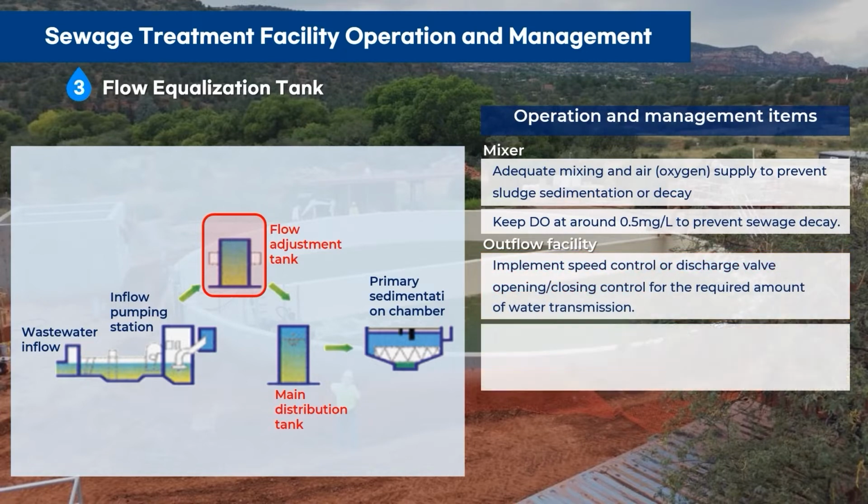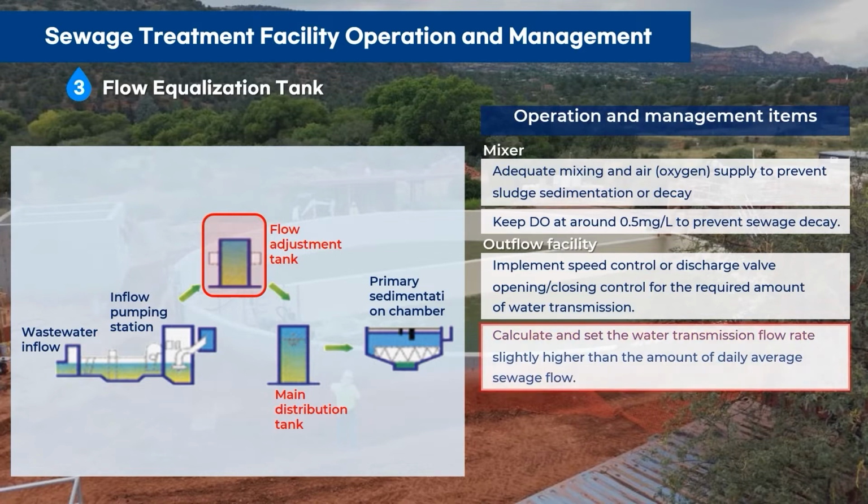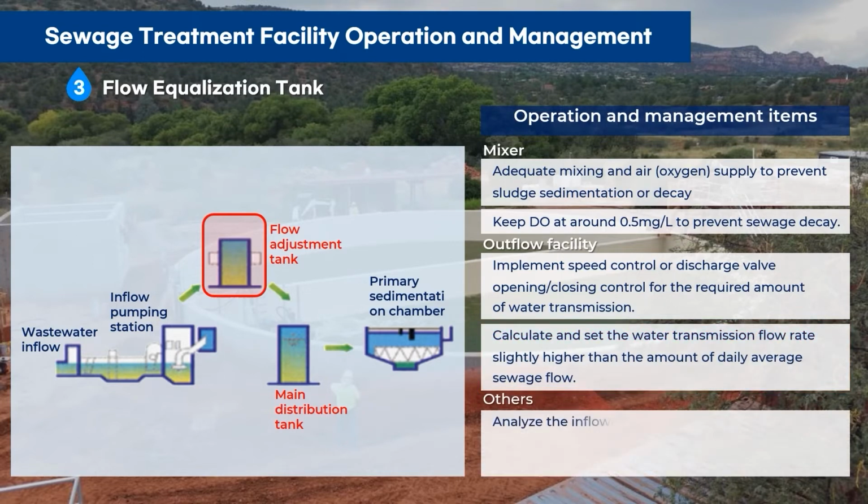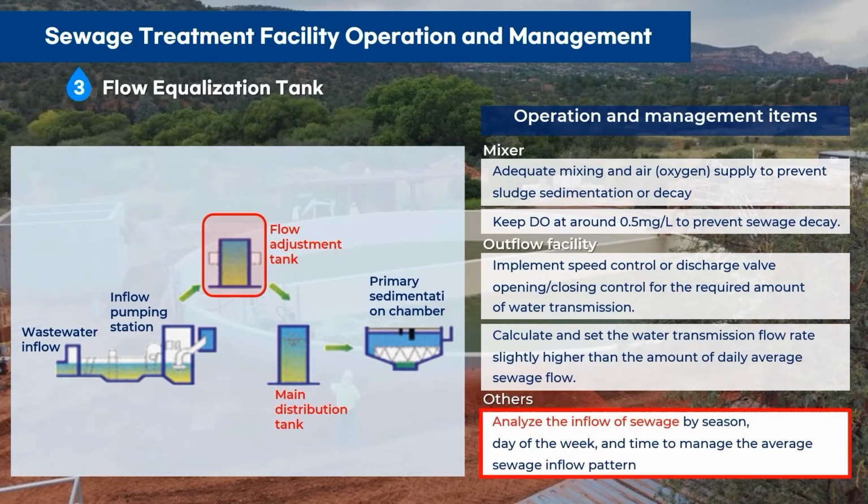Daily average inflow and outflow quantities at the wastewater treatment plant should be calculated, and the level should be set slightly higher than this level. One important item is that the seasonal, daily, and hourly levels of wastewater volume should be calculated for other flow adjustment tank facilities to manage daily inflow volume patterns.